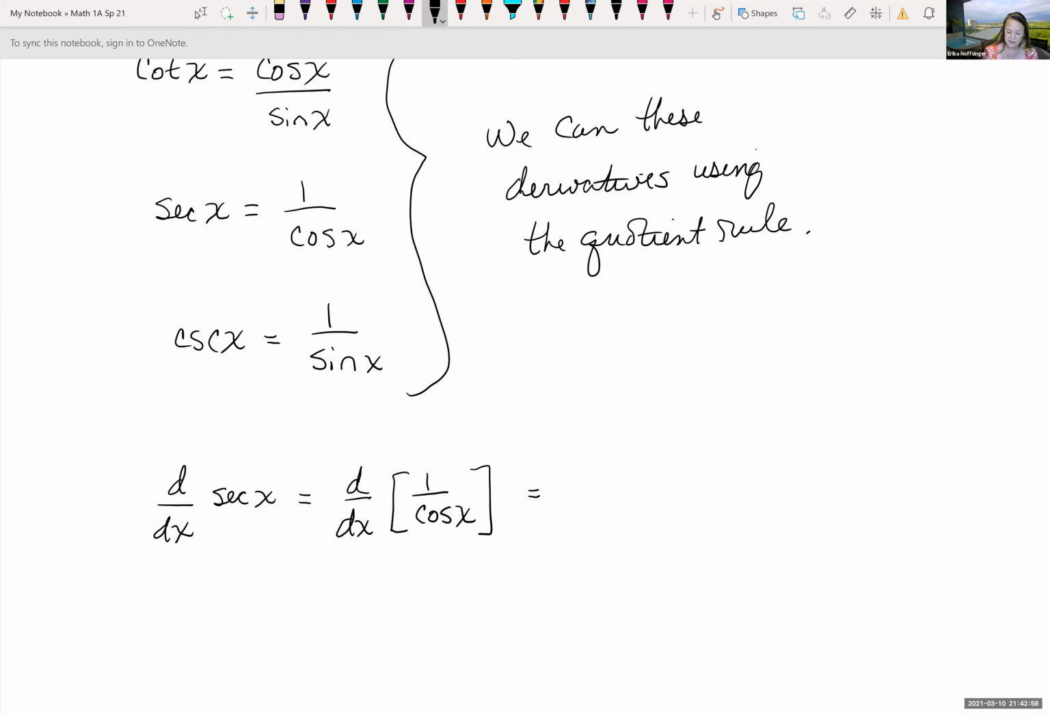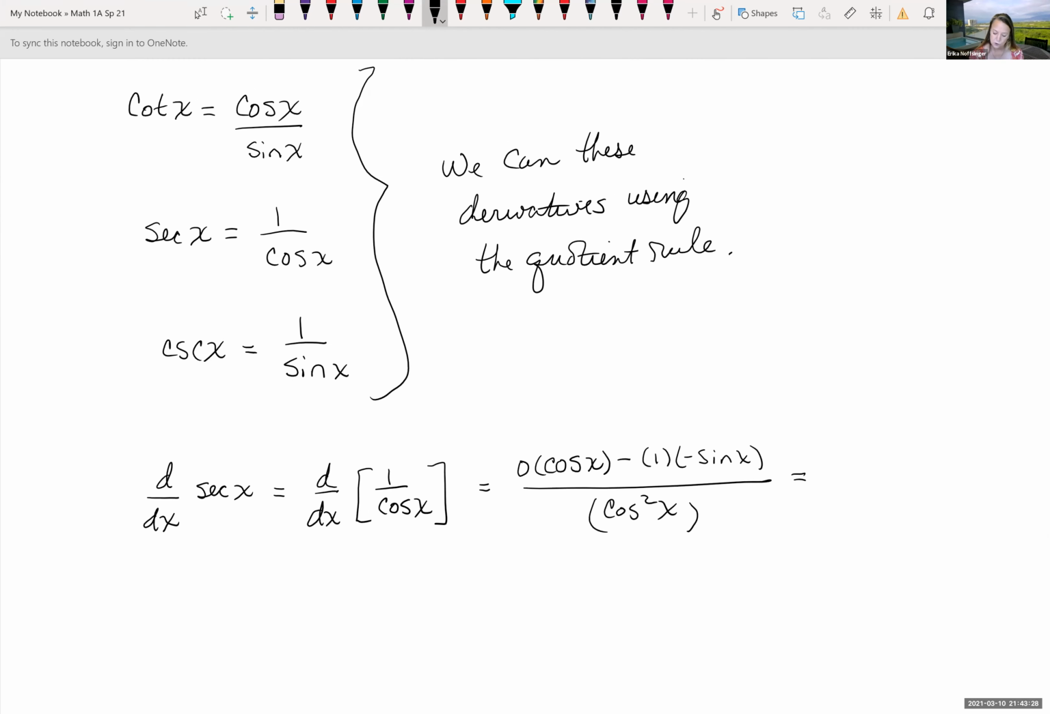Well, if I do the quotient rule, I'm not going to write down that I'm taking the derivative of the numerator and all those steps. I'm just going to do it. So the derivative of the numerator is 0 times the denominator cosine of x minus 1 times the derivative of cosine of x, which is negative sine x, all over the denominator squared, cosine squared x. Well, I have negative times a negative, so that's positive. So this is equal to sine of x all over, I'm going to rewrite cosine squared of x as cosine x times cosine x.